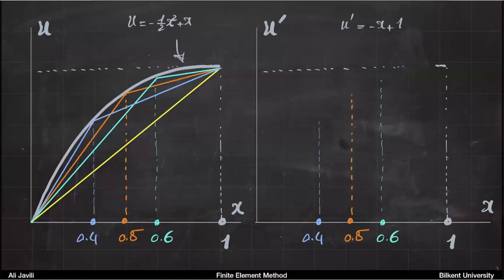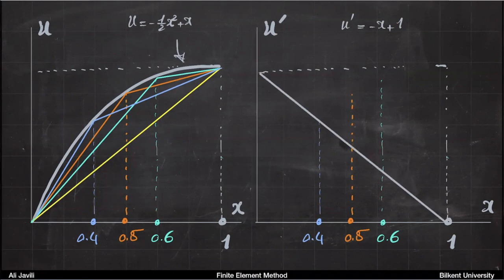So if you want to draw minus x plus 1, it's going to be a line with the slope minus 1, which is passing through the point 1, 0. Okay, so it would be your u prime. So this is your analytical solution for u prime.